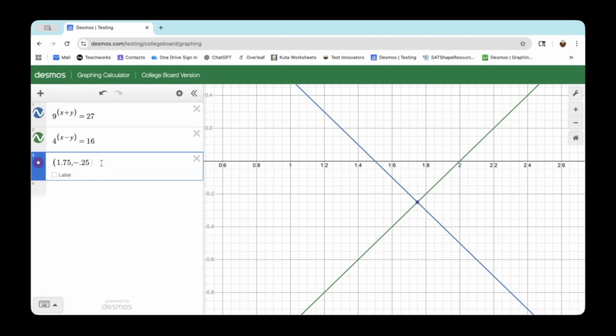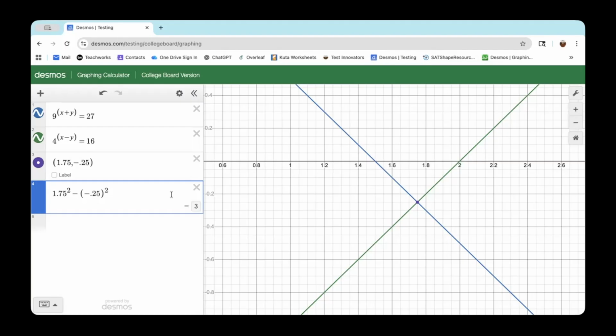That looks right. Okay. So then it wants c squared minus d squared. So I do 1.75 squared minus negative 0.25 squared. And I would get 3, which is the answer. So first of all, do we have any questions on that? No. Okay. Yeah, no questions.